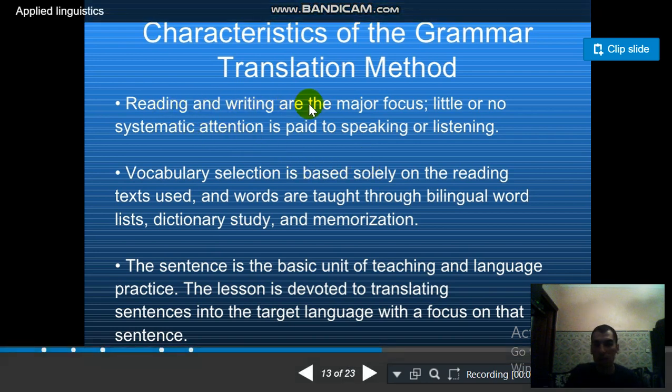So reading and writing are the major focus. Little or no systematic attention is paid to speaking or listening. Vocabulary selection is based solely on the reading texts used. Words are taught through bilingual word lists, dictionary study, and memorization. The sentence is the basic unit of teaching and language practice. The lesson is devoted to translating sentences into the target language with a focus on that sentence.